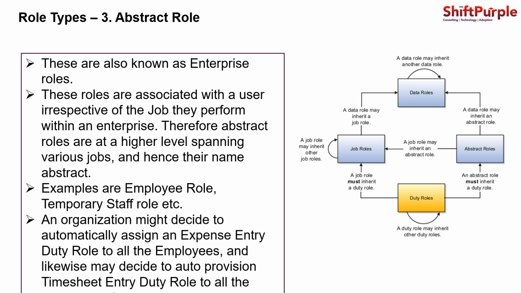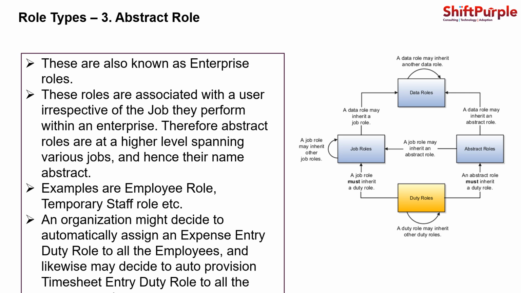Third one is abstract role. These are also known as enterprise roles. These roles are associated with a user irrespective of the job they perform within an enterprise. Therefore, abstract roles are at the higher level, spanning various jobs, and hence their name is abstract. Example, employee role, because employee role has multiple functions that can be performed, so it's an abstract role, or it has many sub roles, or we say temporary staff role.